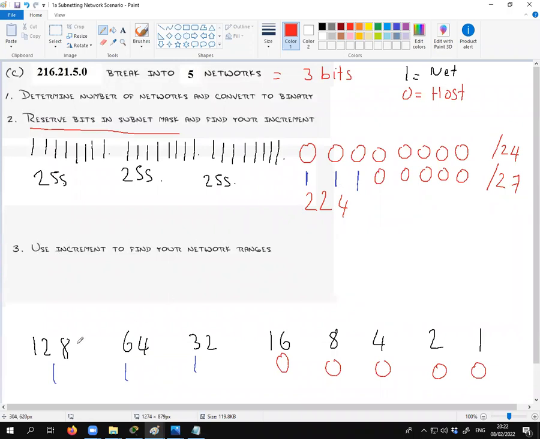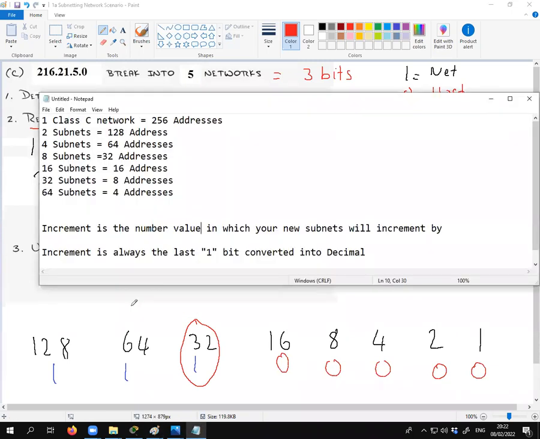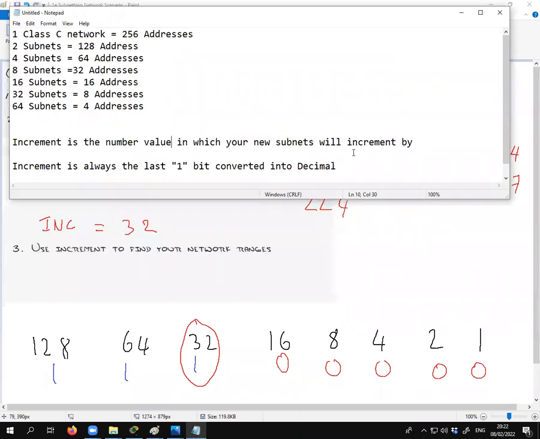So where's our increment? Well, it's here, isn't it? This is the last subnet bit, this guy here. We convert that into decimal. Our increment is 32. Our increment value is 32. This increment value tells us that our new subnets will increment in the value of 32. The increment is the value in which your new subnets will increment by. It's always the last 1 bit converted into decimal. It's not here or here or here, because they're not 1 bits, they're zeros.